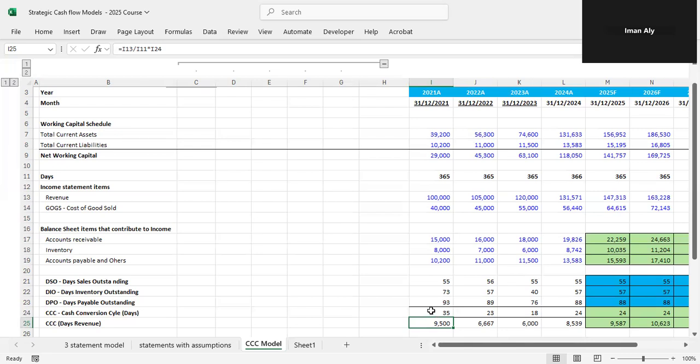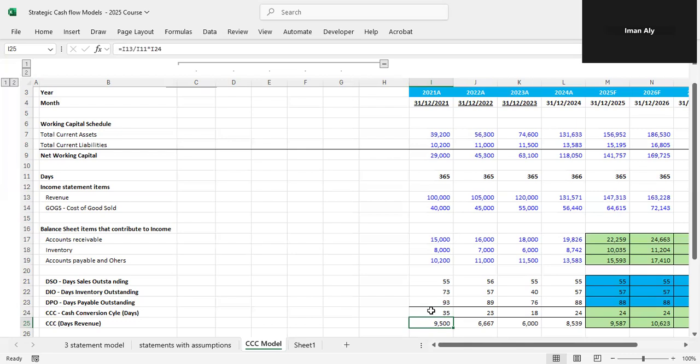So let's say, for example, in here it says it takes 35 days. What does it mean? It means your money is tied up in your operation for 35 days until you get it in your bank account. When you take it in revenue, understanding those 35 days, how much money or investment is tied up in that cycle? It is 9,500 US dollars, or whatever currency you're using.